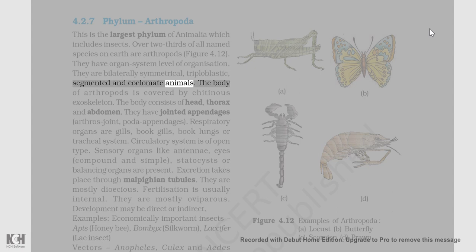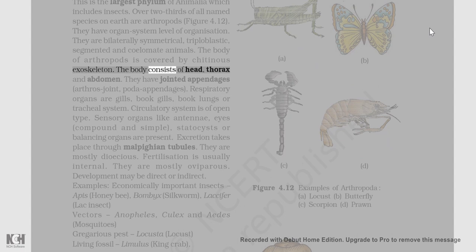The body of arthropods is covered by a chitinous exoskeleton. The body consists of head, thorax, and abdomen. They have jointed appendages: arthros, joint; poda, appendages. Respiratory organs are gills, book lungs, or tracheal system. Circulatory system is of open type. Sensory organs like antennae, eyes (compound and simple), and statocysts or balancing organs are present.